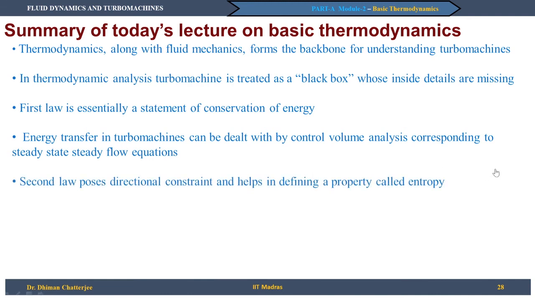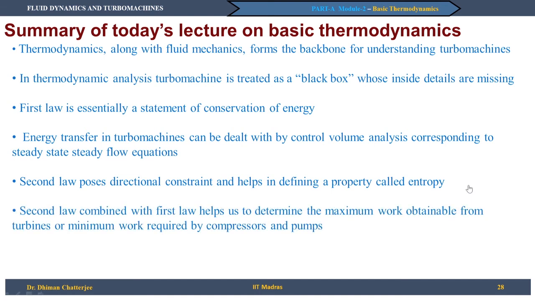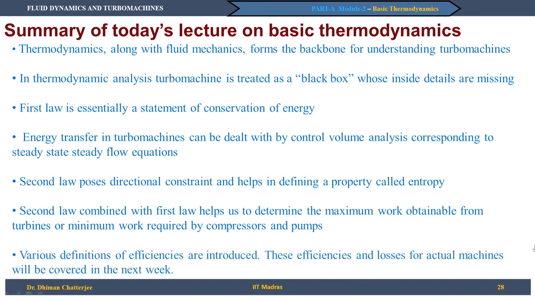The second law poses a directional constraint and actually leads to the property called entropy. The second law combined with the first law helps us to determine the maximum work obtainable from turbines or the minimum work that is required by compressors and pumps. Various definitions of efficiencies are introduced. These efficiencies and losses for actual machines will be covered in the next week.